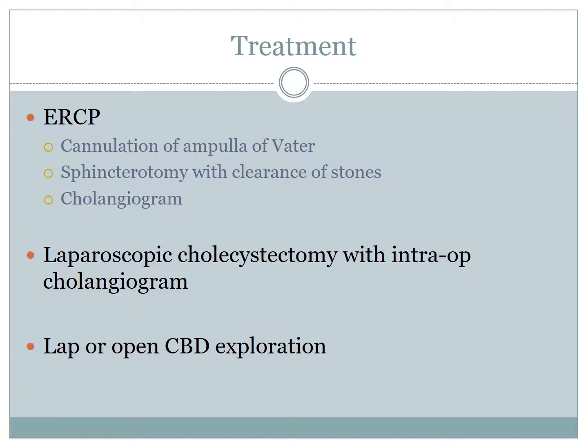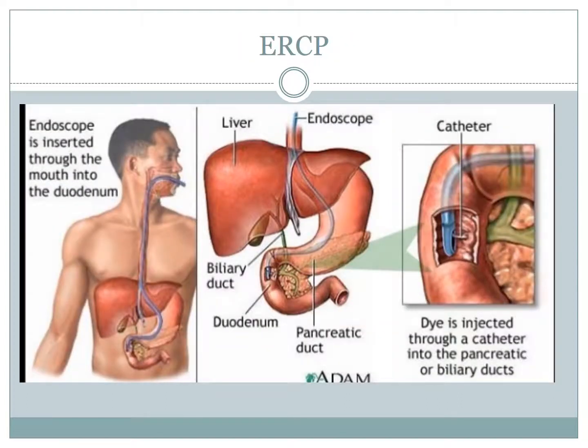So treatment for someone with common bile duct stones is to do a lap chole, because you have to get rid of the source of the stones, and then you want to do a cholangiogram intra-op. That means you shoot dye into the biliary system to make sure there are no retained stones, or you can try to flush the stones out so this cholelithiasis doesn't recur. Here's just a graphical depiction, a general overview of what an ERCP would look like.